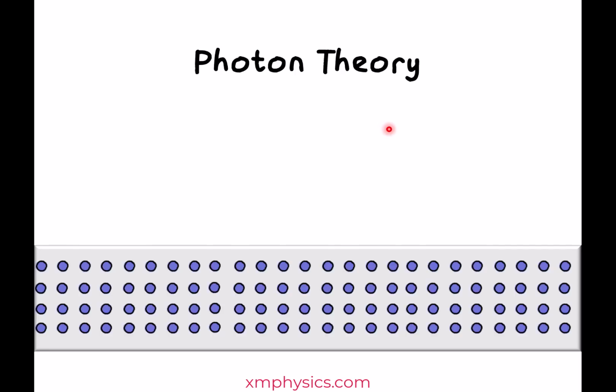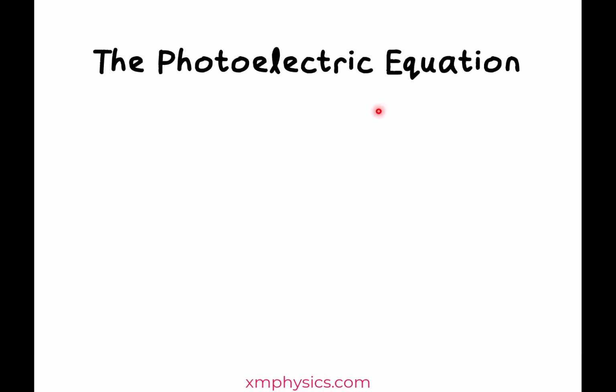Hello! In the previous video, we established that the photon theory can qualitatively explain all the observations of the photoelectric effect. But that's only qualitative. To fully accept a theory, we must have quantitative proof as well. So what can provide a quantitative proof?